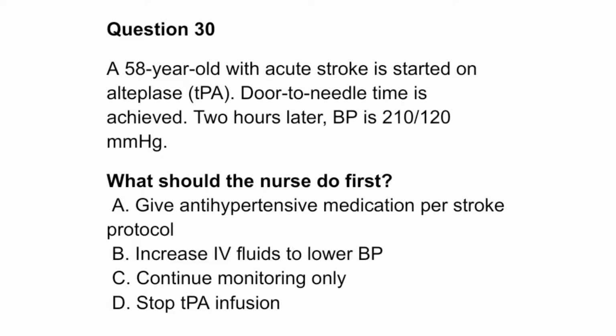Question 30. A 58-year-old with acute stroke is started on alteplase, TPA. Door-to-needle time is achieved. 2 hours later, BP is 210/120 mmHg. What should the nurse do first? A. Give antihypertensive medication per stroke protocol. B. Increase IV fluids to lower BP. C. Continue monitoring only. D. Stop TPA infusion.